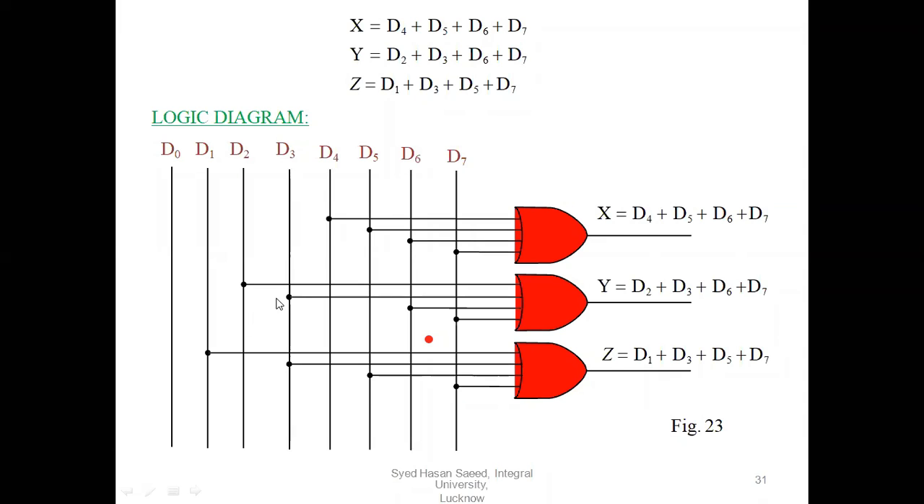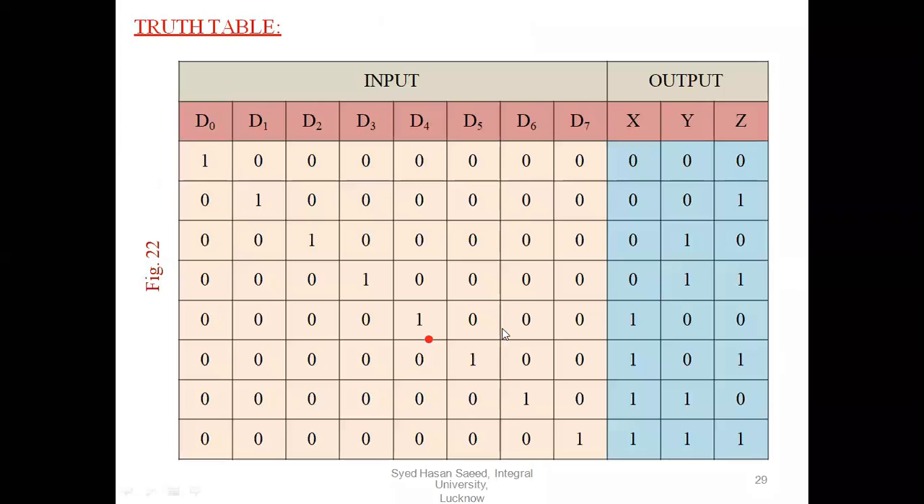And same as that, Y is nothing but D2, D3, D6, D7, and Z is equal to D1, D3, D5, and D7 connected. This way we have to construct the octal to binary encoder. So octal to binary encoder means you pass 8 inputs and it will produce 3 outputs. Based on that, we construct the truth table.